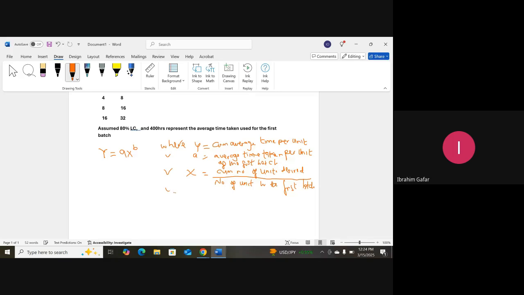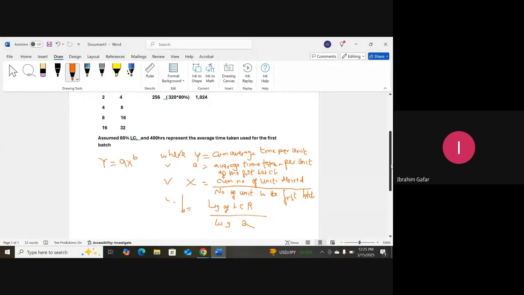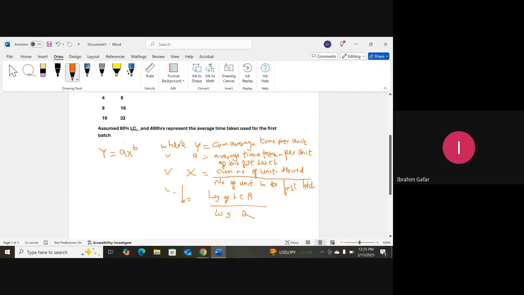Where B becomes log of learning curve rate over log of 2. Log of learning curve rate all over log of 2. So if I want to apply this formula in this example that I did here, my learning curve rate is 80% here. Then log of 2 is constant. You just put log 2 there.